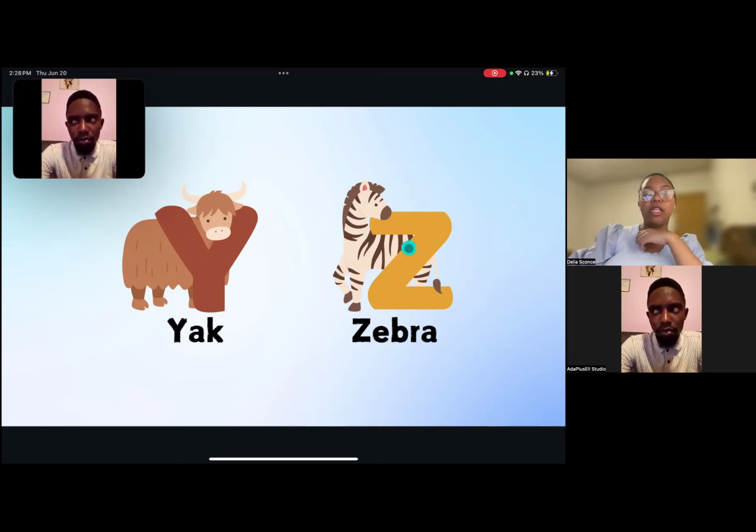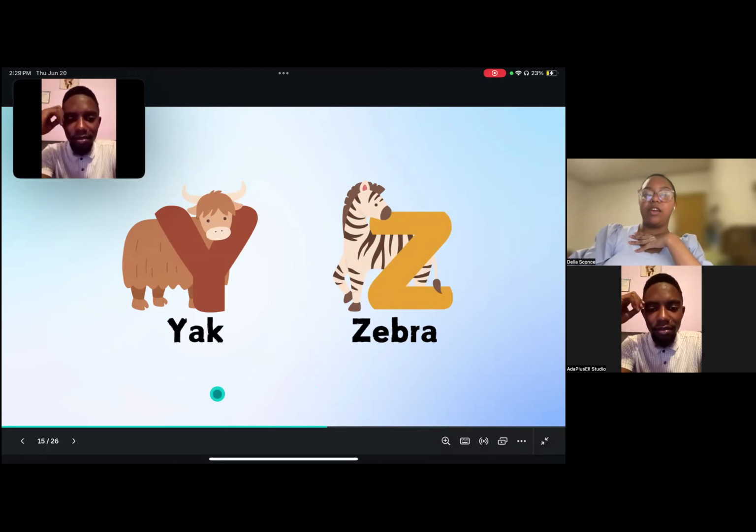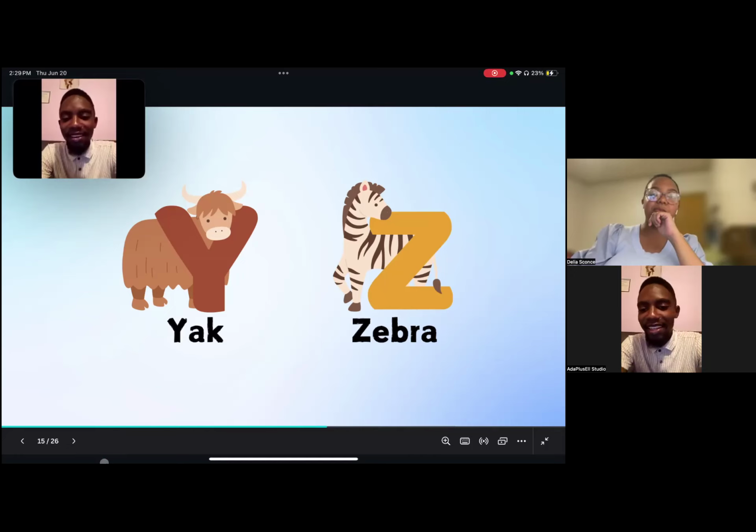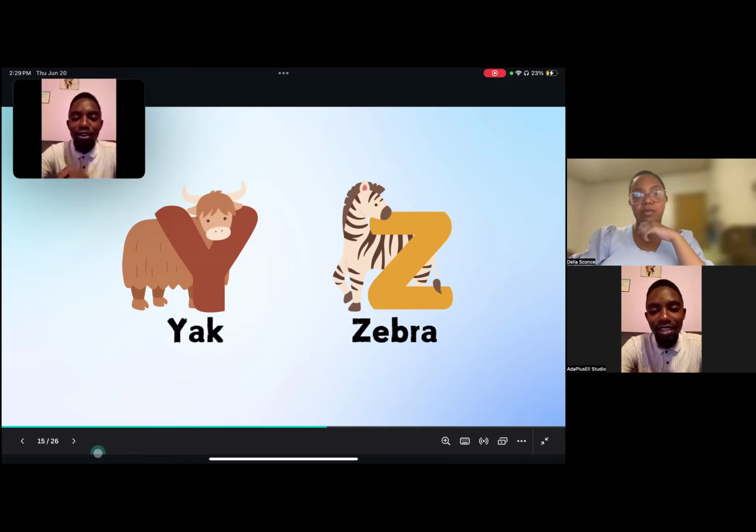Zebra is most commonly known for its stripes. Zebras are black and white or white and black. And the letter Z is in yellow. All right, that's our alphabet review. And on this zebra is where they came up with the zebra crossing, where on the road you can find those black and white strips where people can cross the road.